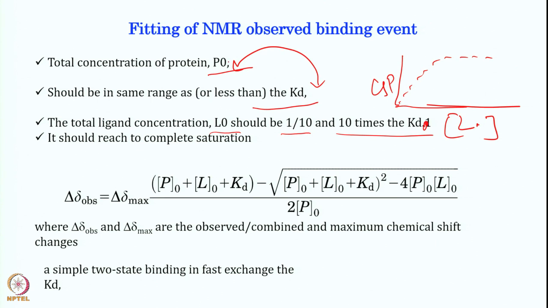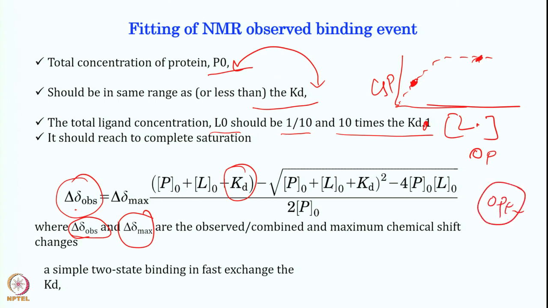If you know all these parameters, the initial protein concentration P0, the initial ligand concentration, and the KD that we want to determine, we can work out delta observed, how much shift we are actually seeing. We can fit these equations and find the KD. Or if we know the KD, we can even predict what the observed chemical shift is going to be. Here, delta observed is the chemical shift we observe at a particular ligand and protein concentration, and delta max is the maximum. If we assume a simple two-state exchange between the free form and the protein-ligand form, we can fit all these parameters and find the KD of the binding event.